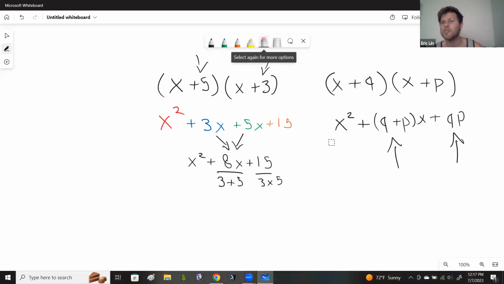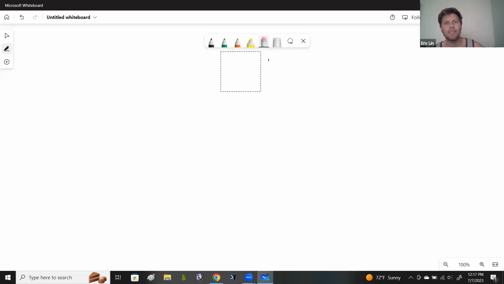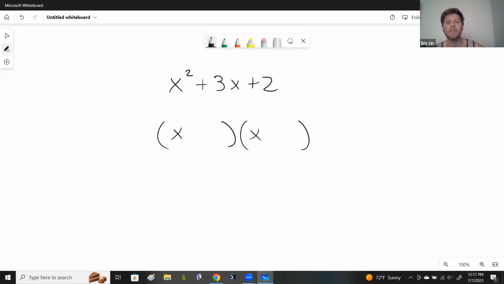Now, this might be a little difficult for us to see because Q and P is a little weird. Maybe we should use actual numbers, and maybe we should actually try doing this backwards. Let's find out. Let's say we have the quadratic expression x squared plus 3x plus 2. And I want to factor this into two separate binomial terms. And the question is, what goes here?